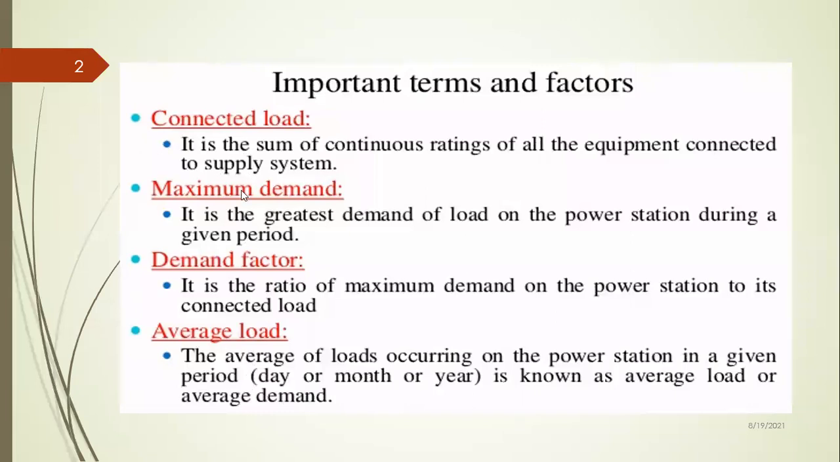One is the connected load, another is the maximum demand. Then the demand factor you have to calculate using these two, connected load and maximum demand, by dividing maximum demand with connected load. Then the average load is there. So these are some of the definitions.